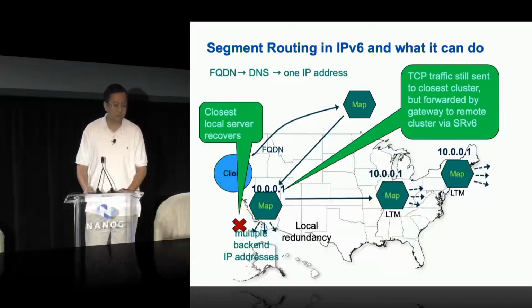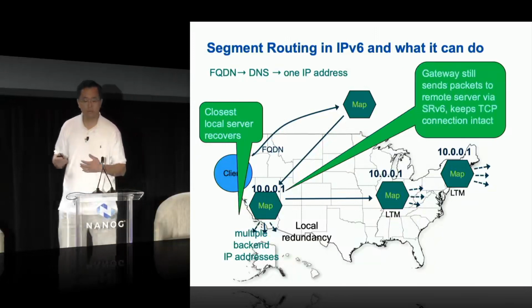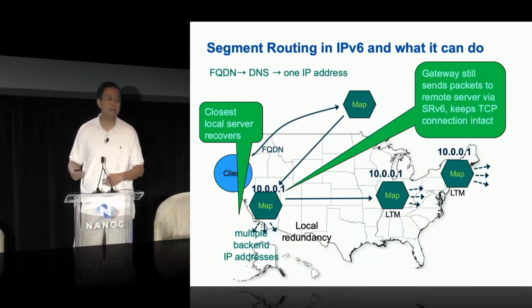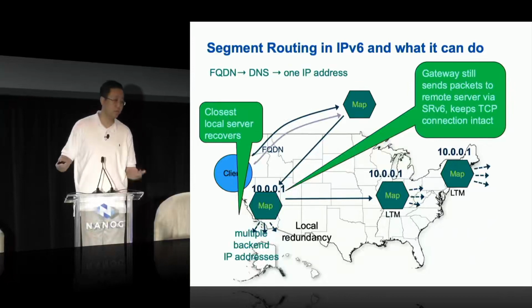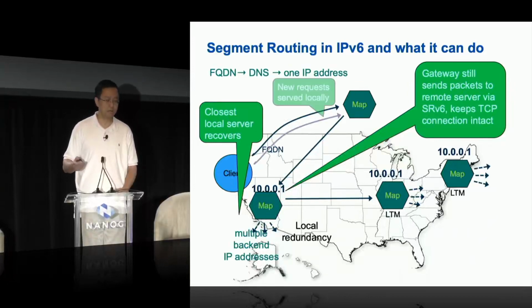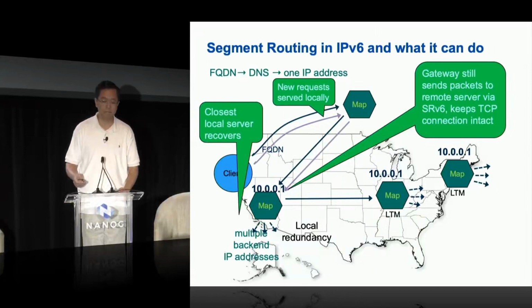And when the local cluster recovers, our gateways keep the state of the TCP connection, and they continue any data exchange still towards the remote server. But of course, any new incoming requests can just be served locally. So that's how our architecture will work.